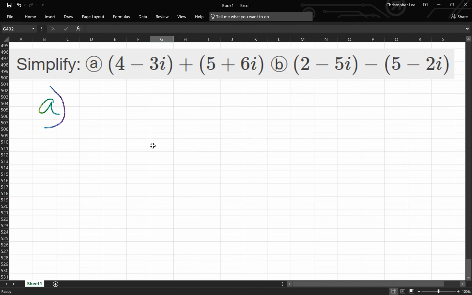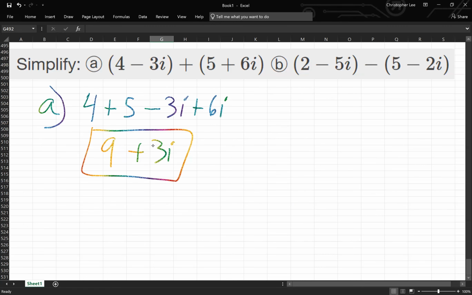So what's my real parts here, right? That's just the 4 plus the 5, right? What's my imaginary parts? That's the -3i plus the 6i, right? Combine them, 4 plus 5, what's that, 9? And then -3 plus 6, what's that, 3i, something like that? Yep, that's it. That's easy. That's my answer. Just combine it, you know?